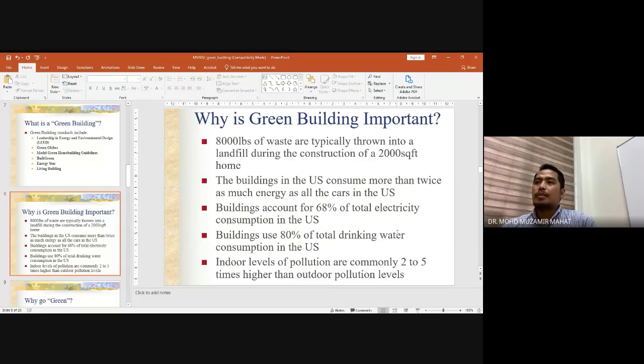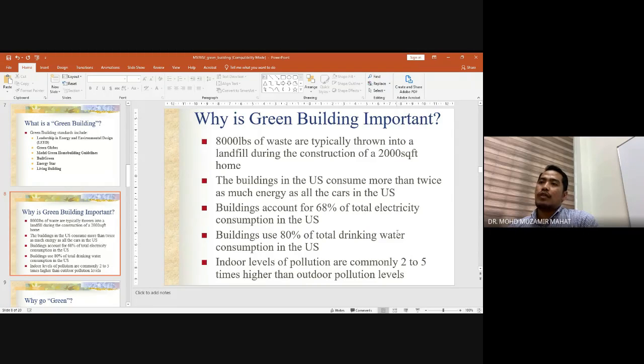Buildings use 80% of the total drinking water consumption in the US. Okay, all right. Water is definitely a main source of our life, so we cannot run away from having it as important, because every single thing is water.